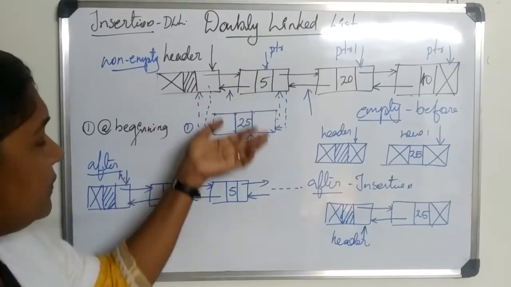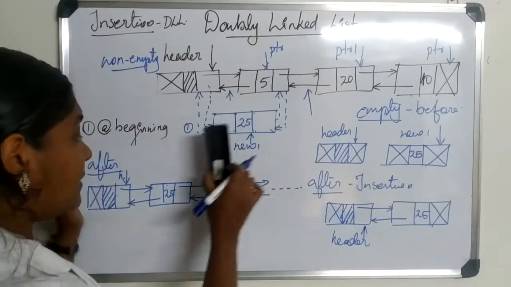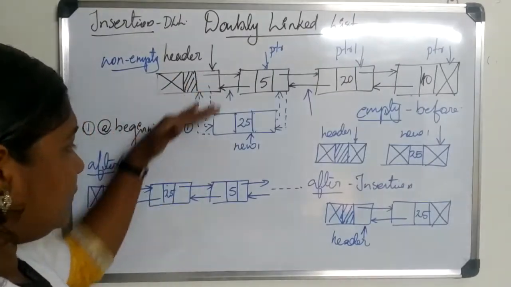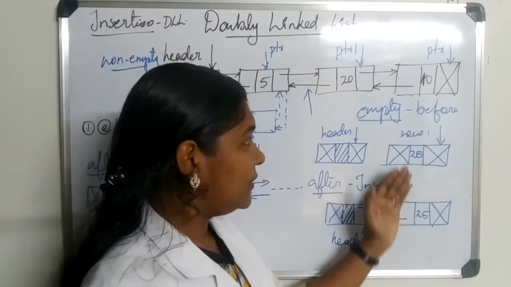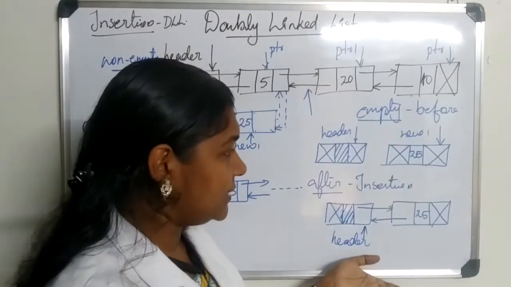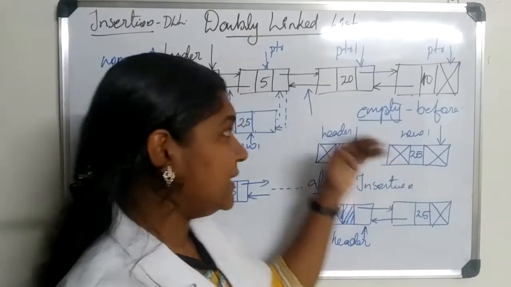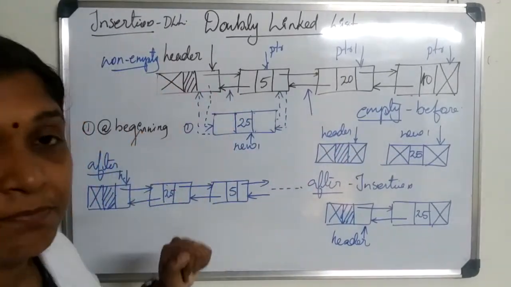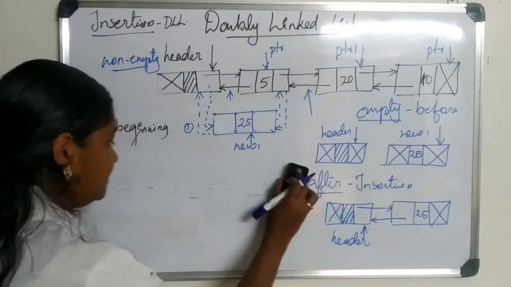That is, the node which contains element 25, which was our new node, has become a part of our doubly linked list. So this is the diagram before and after insertion. And this is the case where we have drawn the cases before and after insertion in the case of an empty linked list. Insertion into an empty linked list and insertion into a non-empty linked list in the first case, that is at beginning. So we will move on to the pseudocode or the algorithm.